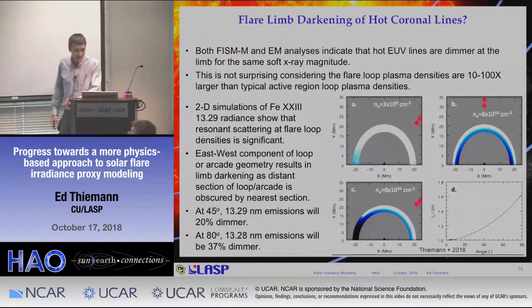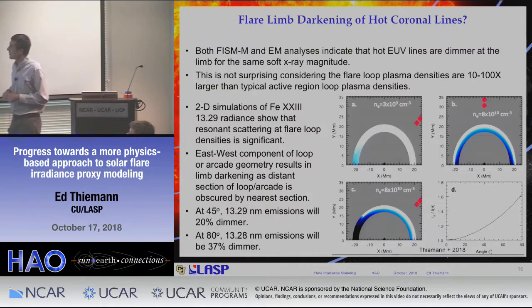So first, I guess we should ask the question, should we even expect to see flare limb darkening in lines that are typically treated as optically thin? The answer is yes. When you realize that the plasma density in a loop during a flare is 10 to 100 times that of an active region loop, you will see some lines that are typically considered optically thin become optically thick.